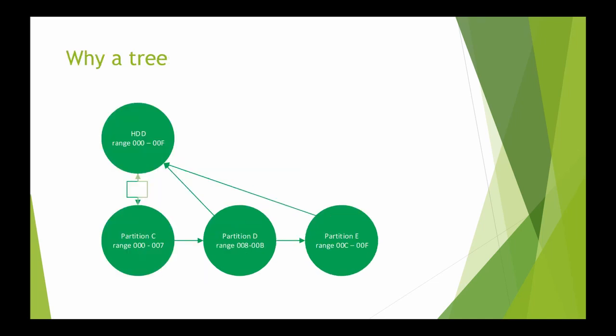Now, you may ask yourself, why a tree? Well, let's consider a scenario where we have a hard disk drive with allocated ports ranging from 0 to 16. As you can see, this hard disk drive is then partitioned into partition C, partition D, and partition E. Partition C will have the ports allocated from 0 to 7, partition D from 8 to 11, and partition E from 12 to 16. From this, we can deduce that port allocation follows a hierarchical model.